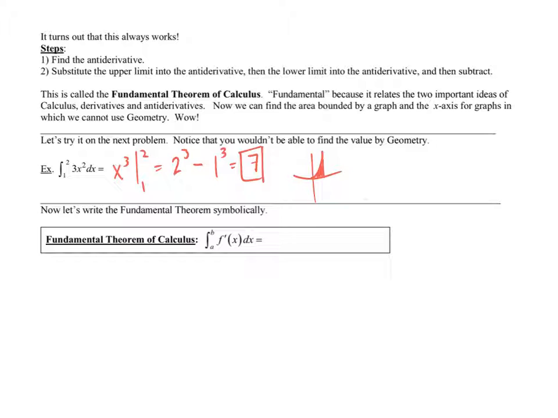Now, symbolically, the fundamental theorem will look like this. The integral from a to b of f prime of x dx is going to equal the antiderivative of f prime, so that would just be regular f, evaluated at b, minus the antiderivative of f prime, which is f, evaluated at the lower bound a. So this is definitely a formula that you need to memorize. It is one of the most important formulas in all of calculus.